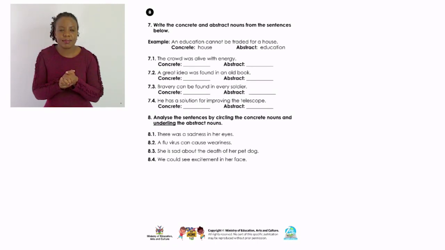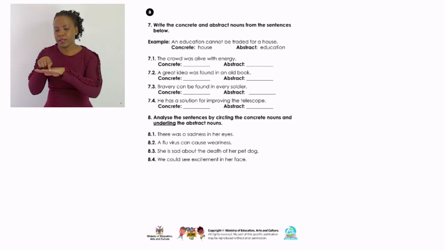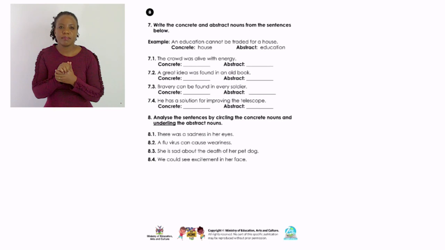Analyze the sentences by circling the concrete nouns and underlining the abstract nouns. There are two things that you should do to each of the following sentences. When you read the sentence, you see a concrete noun, you circle it, and when you see an abstract noun, you underline it. Okay?